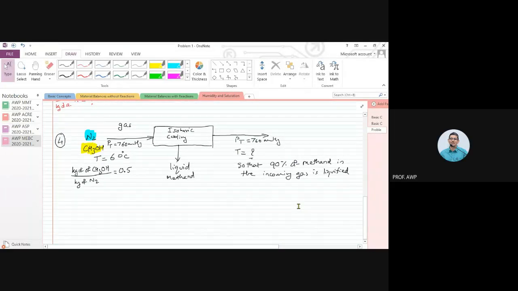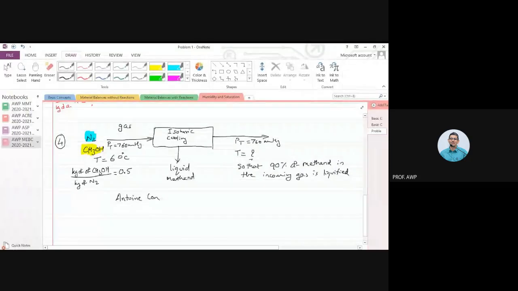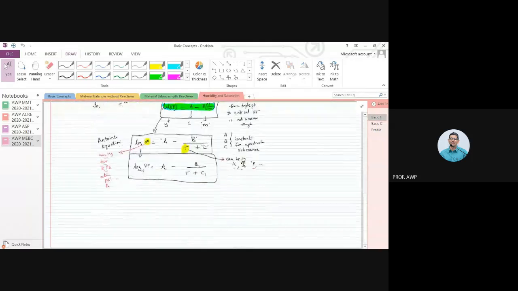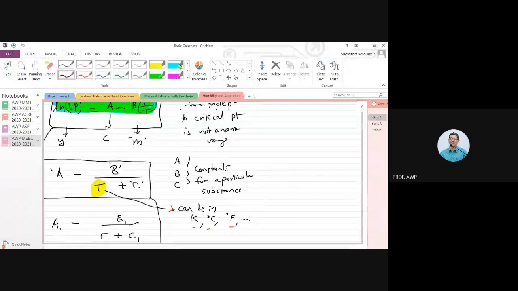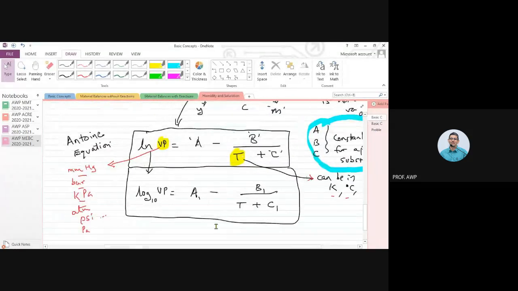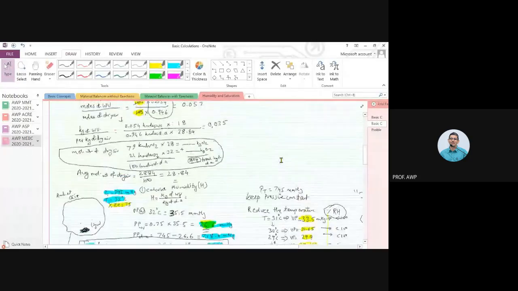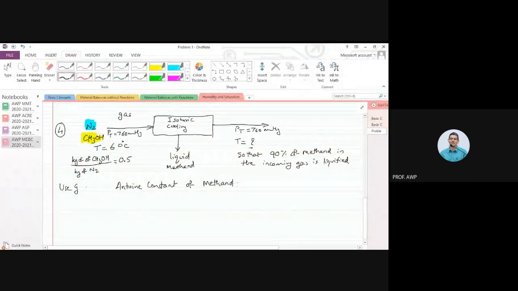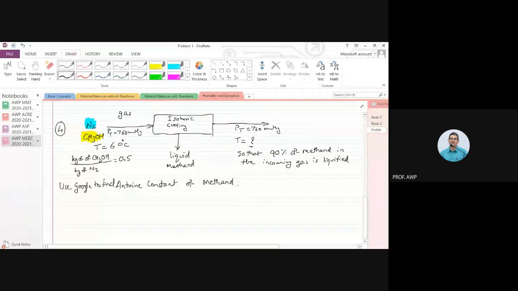So I'm just coming to that. Obviously, now the Antoine constants will be different. So Antoine constants of methanol. Remember what I talked to you about in the morning, first part of the lecture that we did when we were talking about basic concepts. These constants A, B, C are for a particular substance. So the constants that we have used, they are for water. Now the substance is different. Now the substance that is condensing or vaporizing is methanol. So Antoine constants for methanol are going to be different now. Use Google to find Antoine constants of methanol, and then solve this problem.